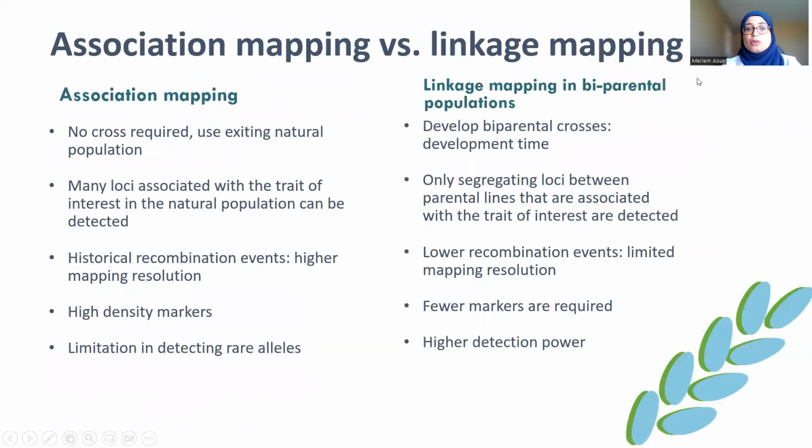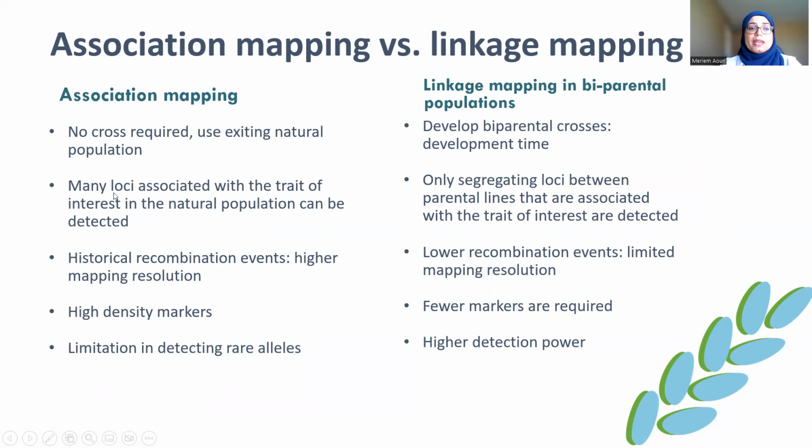In this slide, I am showing you the advantages and disadvantages of association mapping in comparison to linkage mapping in biparental populations. For association mapping, we don't need to develop a population, so we can use existing natural populations, while in linkage mapping in biparental populations, we need to develop a cross between 2 parents and then develop recombinant inbred lines or double haploids, and that's time consuming.